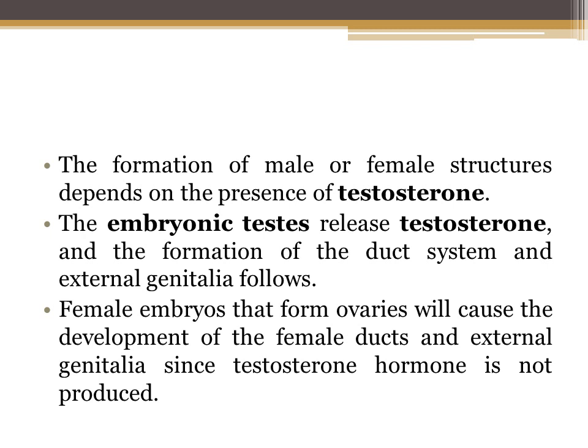Female embryos that form ovaries will cause the development of the female ducts and external genitalia, since testosterone hormone is not produced. So in here, the role of testosterone in females helps form the ovaries. Okay, and then it will form the female ducts and also the external genitalia, which is the vagina. All right, now let's go to the next page.